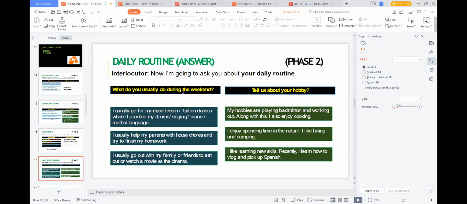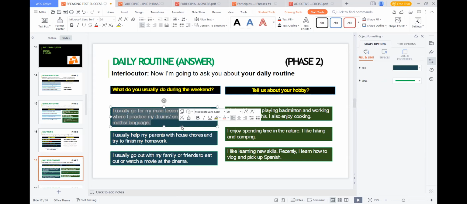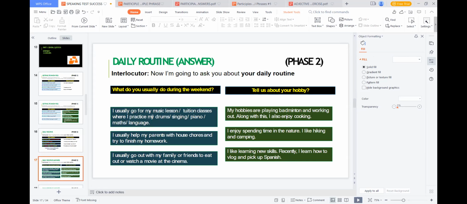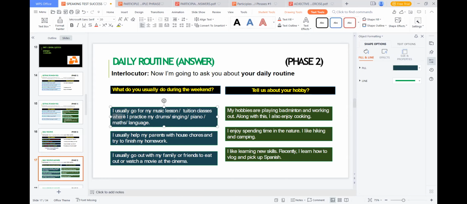Okay, what do you usually do during the weekend? Junia, can you read this one? I usually go for my music lesson, tuition classes, where I practice my drums, singing, piano, math, language. Okay, did you notice they use the relative pronoun where? Because it's talking about the place where the person learns about all these things. And then how about the second part?